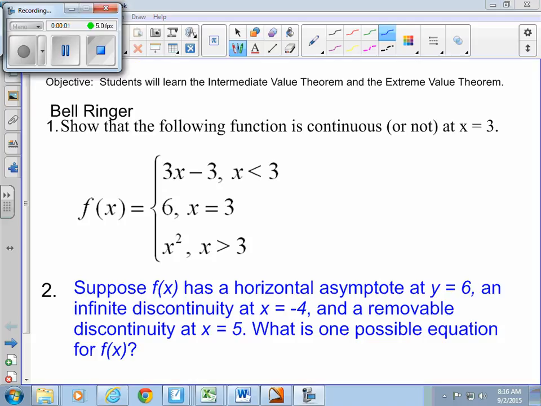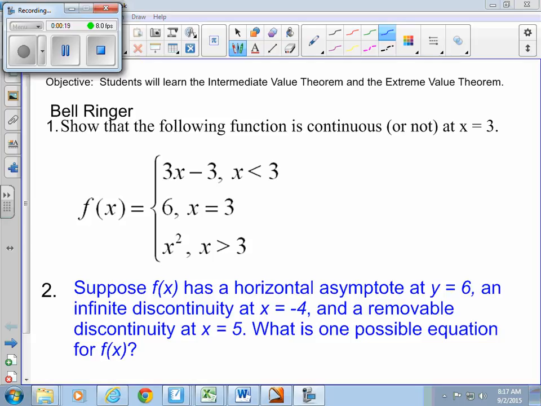Like the word justify, we don't like the word show. It means we've got to fix it, right? I know it's not the same as "is it continuous," but it shows that it is continuous or not. So: show that the following function is continuous or not at x equals 3.